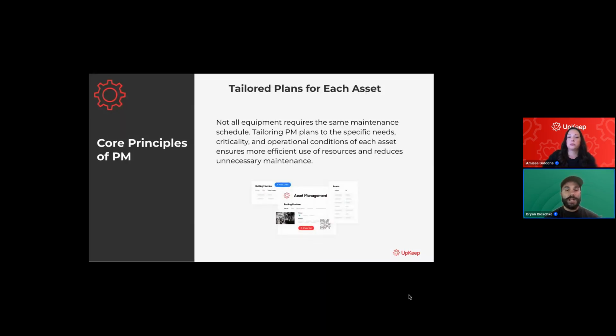All right, tailor plans for each asset. That kind of goes with what I was just saying earlier, right? Not all equipment requires the same maintenance schedule or the same maintenance in general. So tailoring your PM to specific needs, criticality, and operational conditions ensures efficient use of resources and reduces unnecessary maintenance. The key there is unnecessary maintenance, right? If you have two conveyors, but they're in two different contexts, they're the same conveyor, but one's in a coal plant and the other one's in an aggregate plant, there's going to be different failure modes. And we need to make sure that the PMs are written to address those specific failure modes based on the context. So we want to have a tailored strategy for each individual asset.